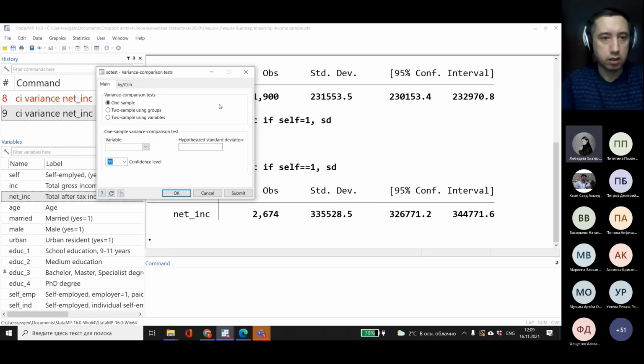Well, no, let's do everything step by step. So: one sample, two sample using groups, two sample using variables. First, let's compare the variance with a single hypothetical number. For example, we want to check whether the variance of net income is greater than, I don't know, say 1 million. Well, no, not 1 million. Let's put something realistic, 300,000, because it is the hypothetical standard deviation. And click submit.